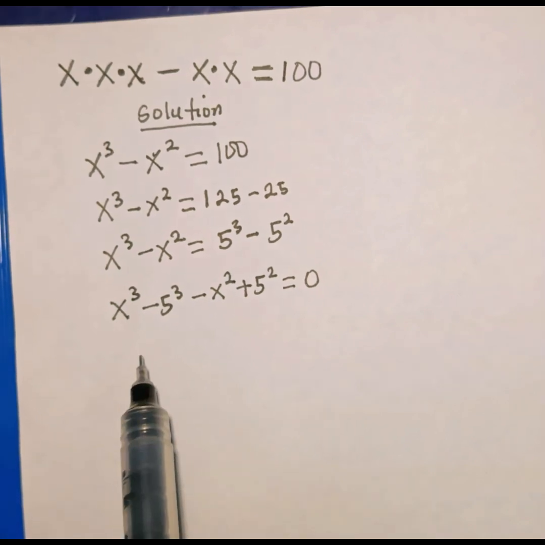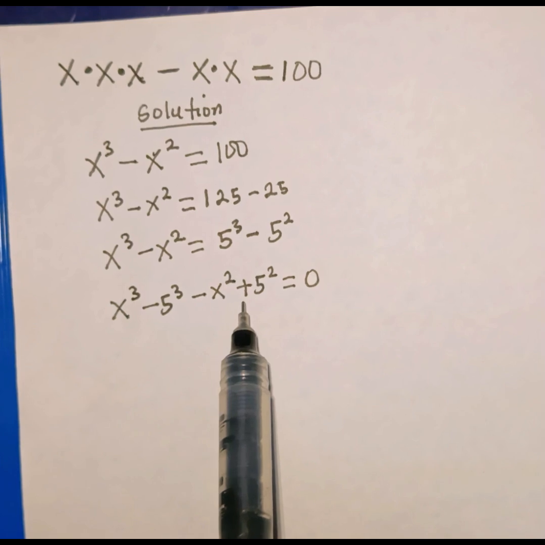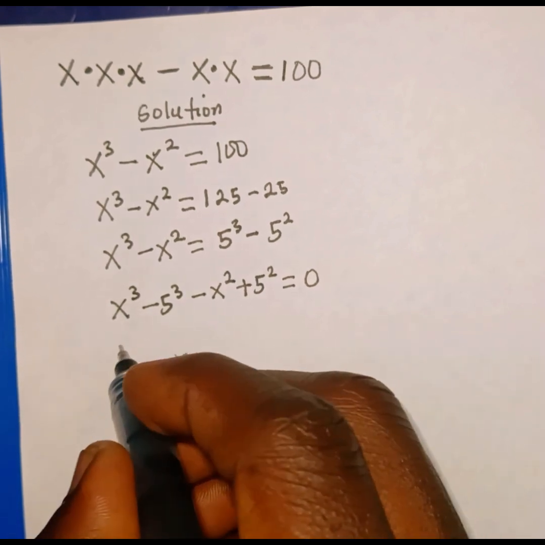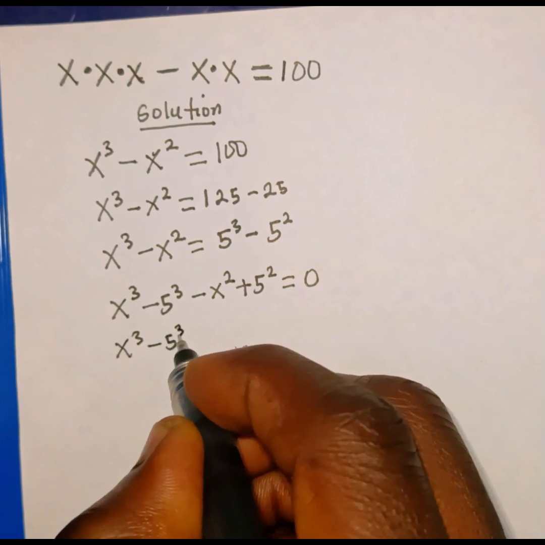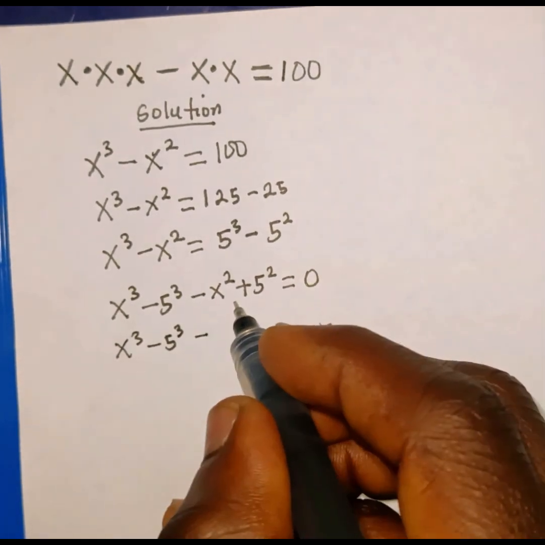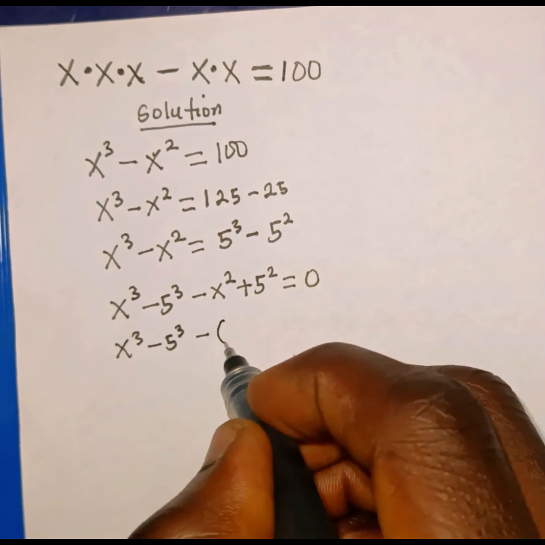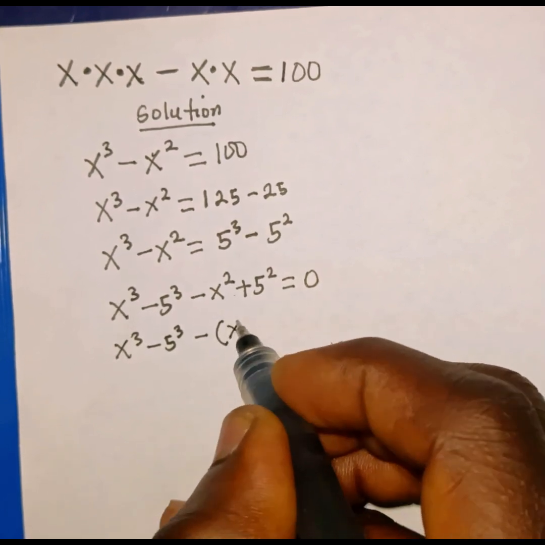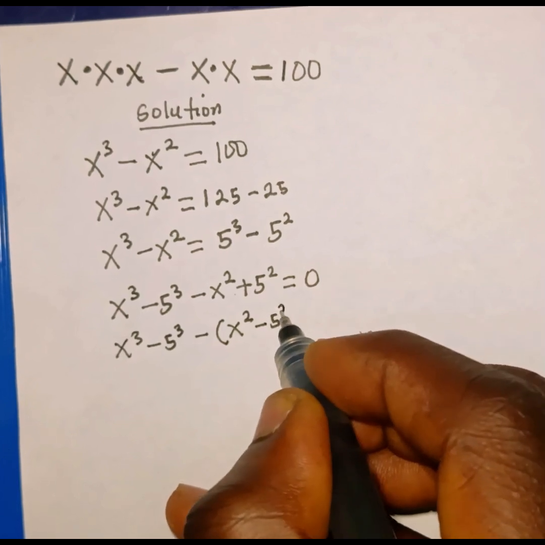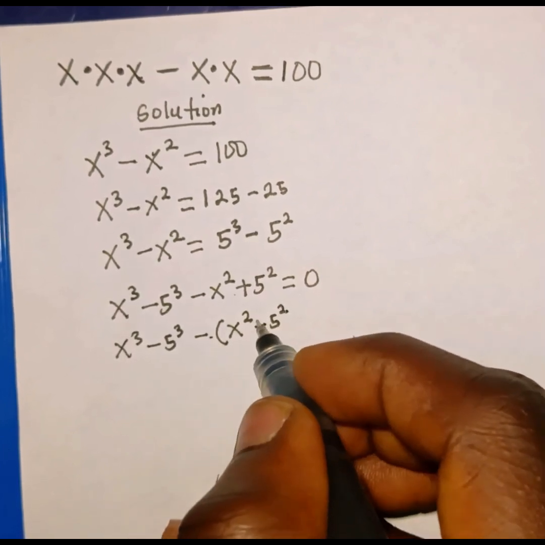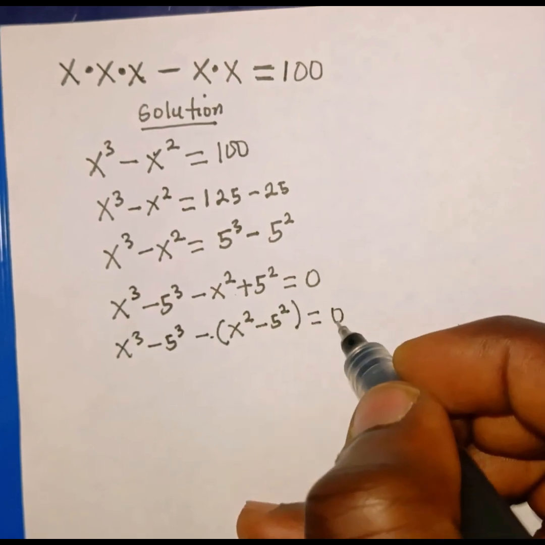Now the next thing we're going to do, here we have a difference of cubes. Now I want to make this one a difference of squares. So now we're going to have x to the power 3 minus 5 to the power of 3, minus, to make this one a difference, remember difference implies minus. To bring minus here, that means we are going to put this into a bracket. So we are going to have minus x squared minus 5 to the power 2, so that when this minus multiplied by this minus is going to still give us positive. So everything will be equal to 0.